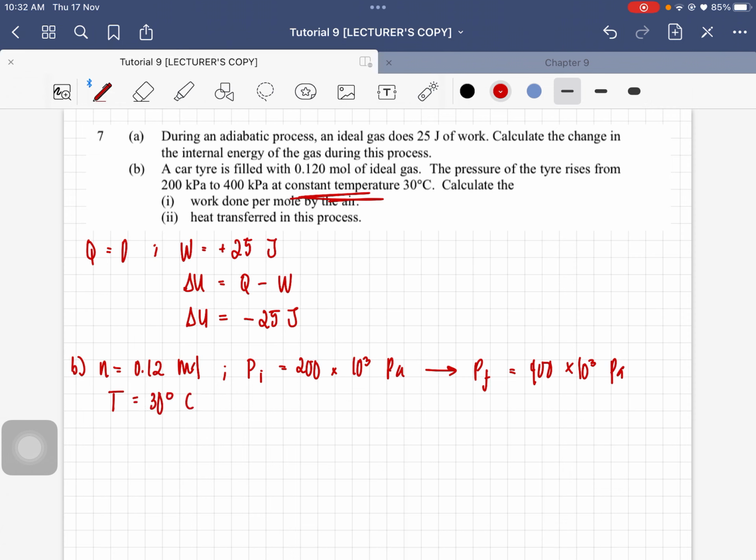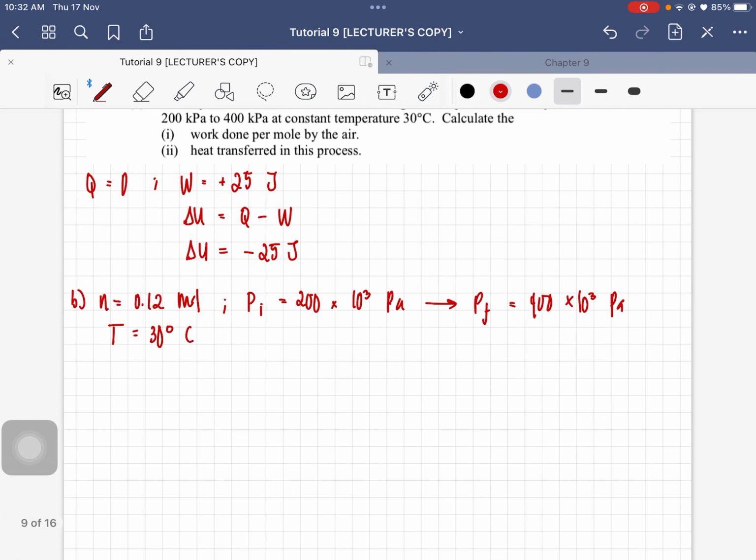So at a constant temperature, this is an isothermal process. We have to calculate the work done per mole by the air. So work done per mole is W over n lah. Okay, so work done per mole by the air, forgot to convert this, and then the heat transferred in this process.